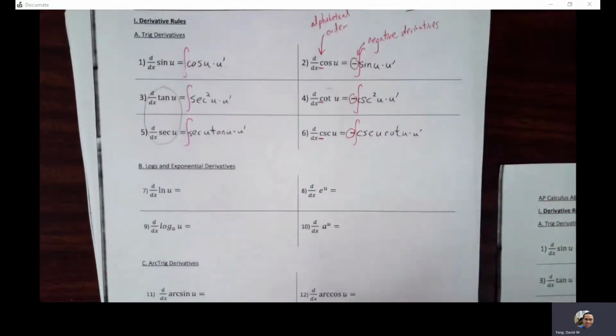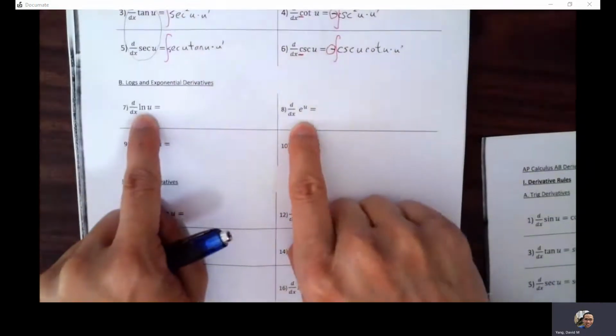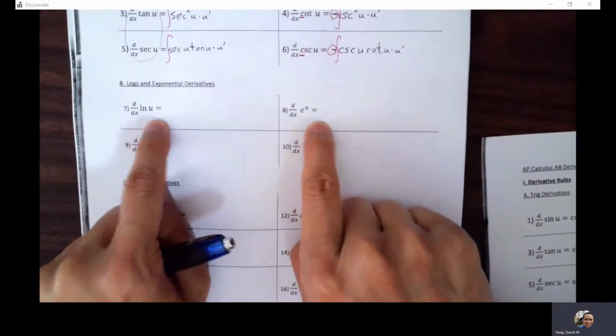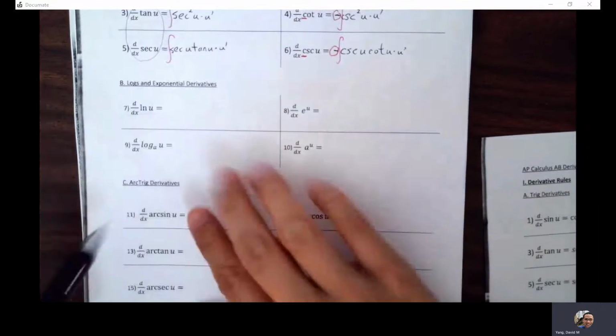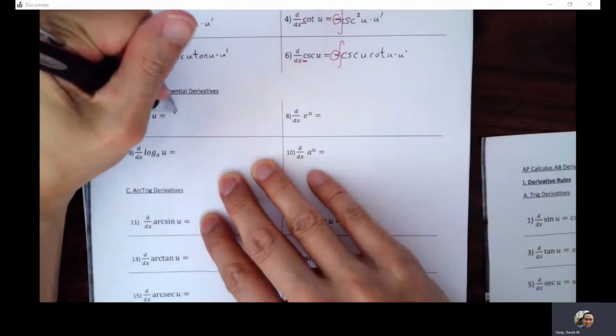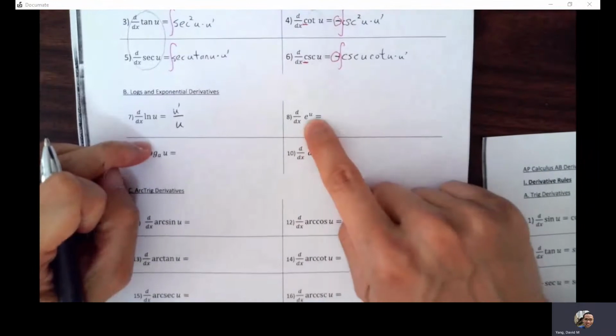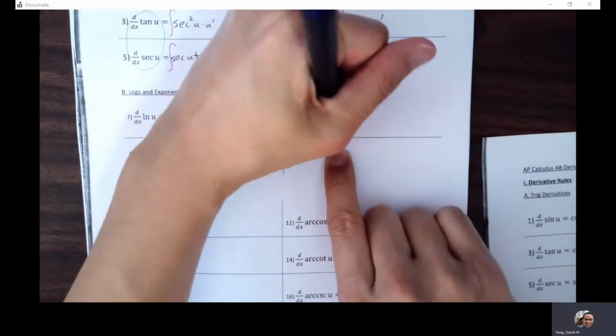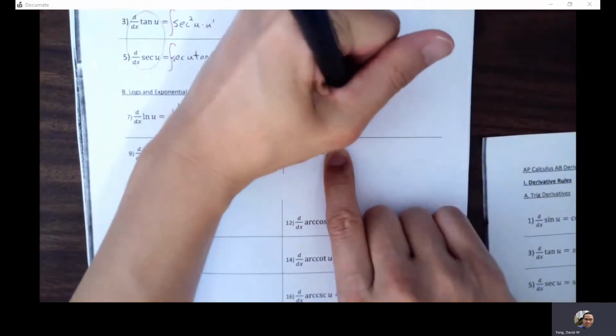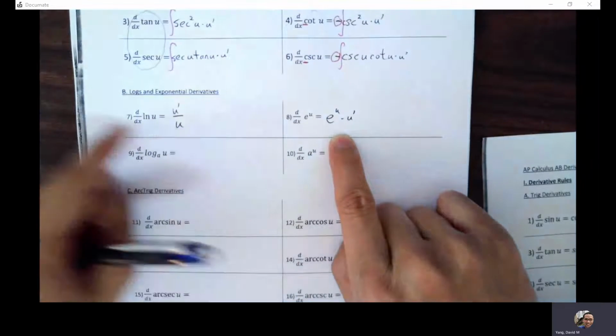Next, logs and exponential derivatives. Now, these ones we need to know. Hopefully, we've seen these enough where we know them. Natural log of u's derivative is just u prime over u. These are one of the most common ones that we come across. The derivative for e to the u is e to the u times u prime. You're almost guaranteed to see these on the AP exam.